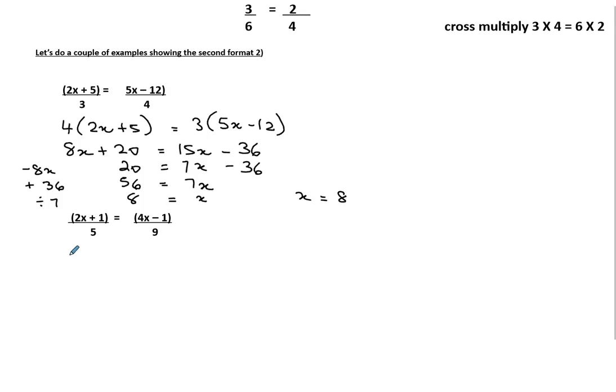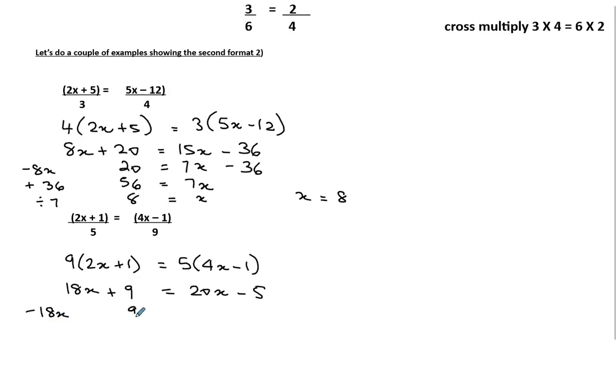Okay, it seems easy, doesn't it? So here we cross multiply. So we've got 9 times (2x plus 1) equals 5 times (4x minus 1). Got rid of the denominators. Expand. 18x plus 9 equals 20x minus 5. A simple linear equation: minus the lower letter.